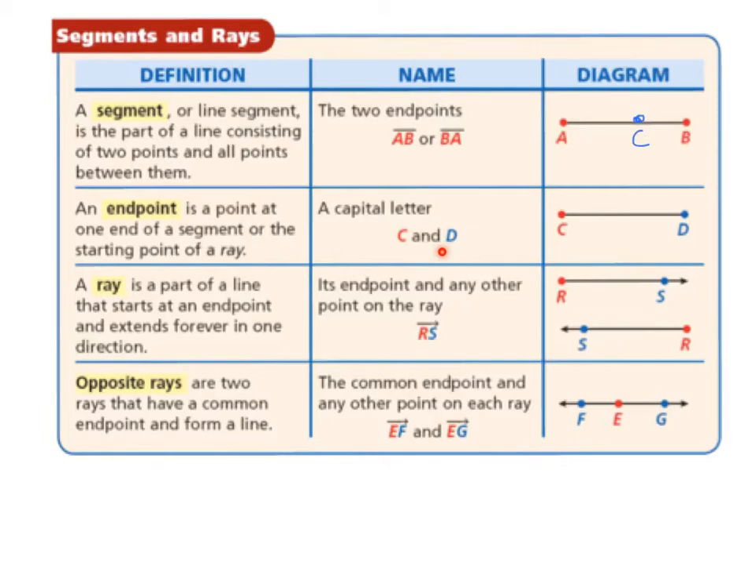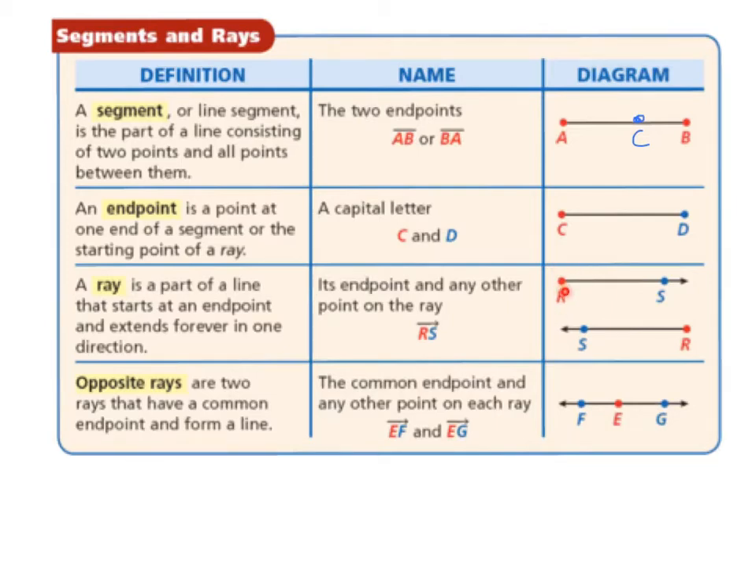A ray is also a part of a line, but it's a part of a line that starts at one endpoint, but then goes forever in another direction. So when you name a ray, for example, this ray starts at R and goes infinitely to the right towards the point S, I would want to call that RS. And here the order matters. Up here, we called it AB or BA. In this instance, when you name a ray, you always want to name it using the endpoint.